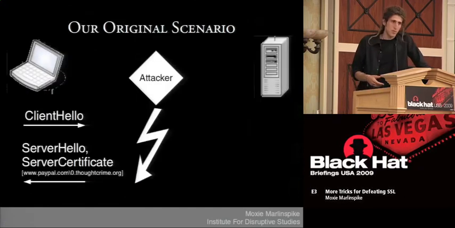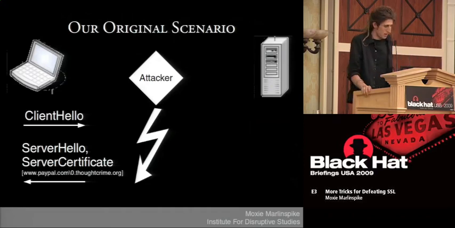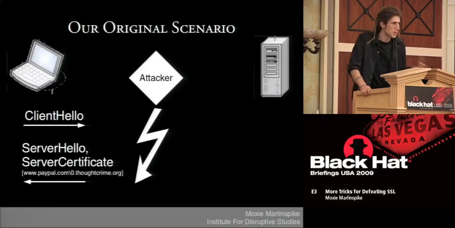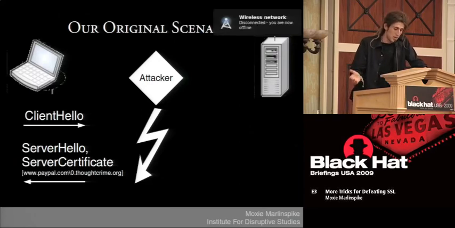So now we could try using this in our man-in-the-middle attack, right? The client sends a client hello. We say, yes, hello, I'm the server. I support these protocol versions and these cipher suites. And here's my certificate, www.paypal.com null character .thoughtcrime.org. Wow, why would I even be on the wireless network?